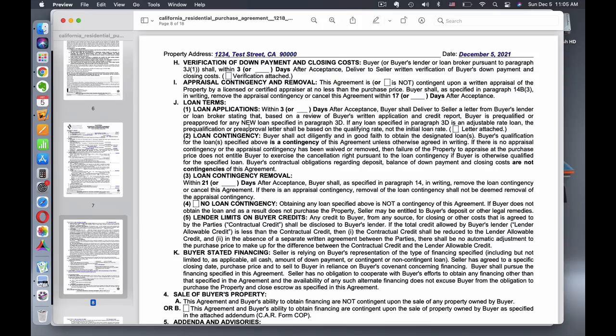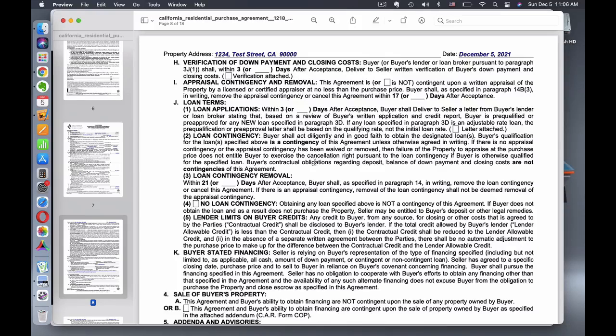Loan terms. The loan terms, you're going to have your loan application done. This is why we need a pre-approval done up front, because the contract's already asking that this needs to be done. The sellers need to see that you're pre-approved. You do get a loan contingency. This is another contingency period, just like the appraisal contingency.